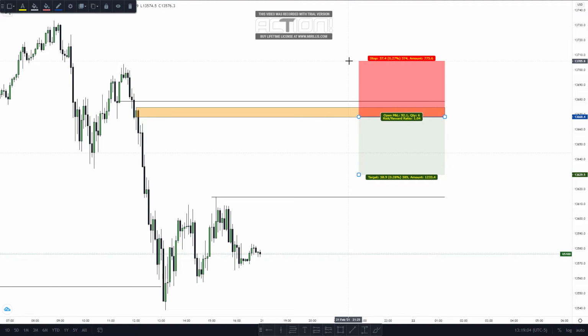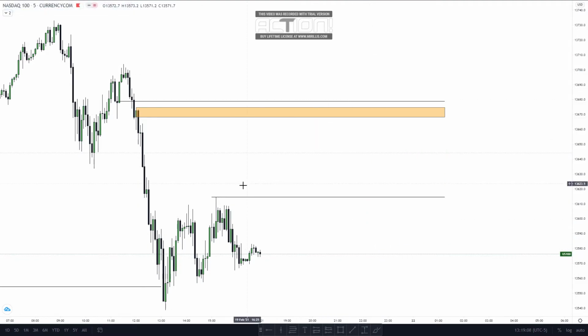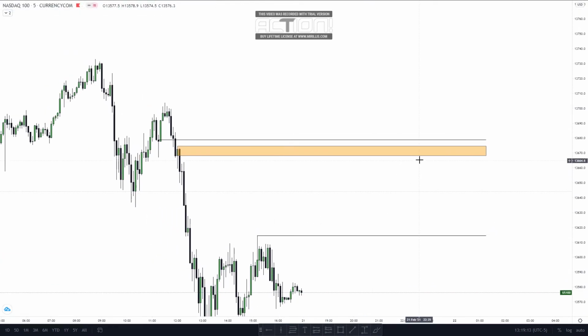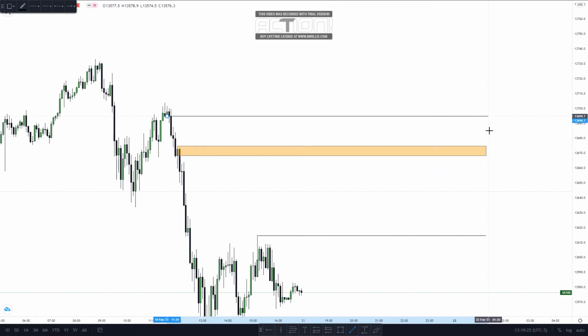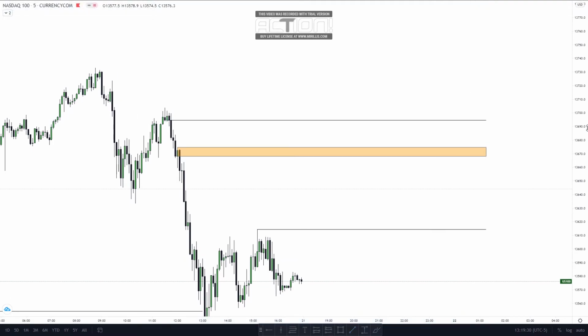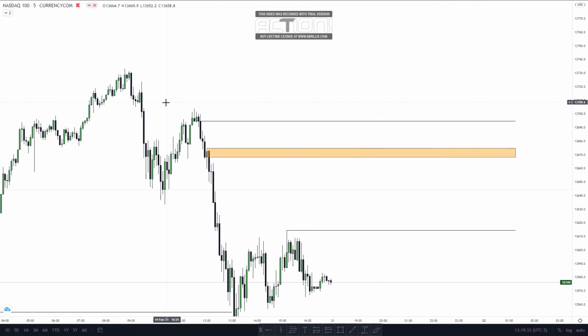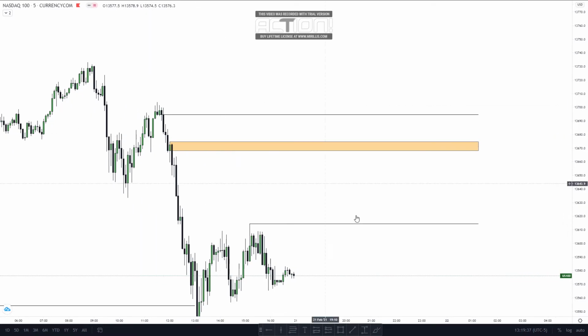You could use this one as resistance. Let me just mark this out. You put your stop above the high right there, and then you would take profit wherever you feel comfortable, or you could use this candle right here, this last up close candle, as resistance for your sell.